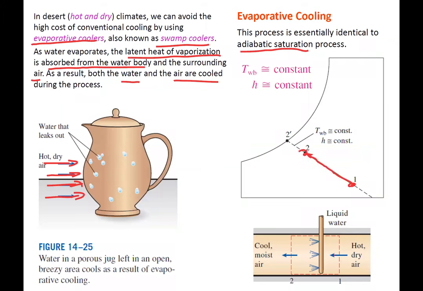Okay, so if you have hot, dry air, you're spraying in some water, you're going to follow along that wet bulb line to 2. And you'll notice the wet bulb is pretty constant and the enthalpy is pretty constant. The slope of those lines is pretty similar. So that's why we get to say the enthalpy is also pretty constant there.